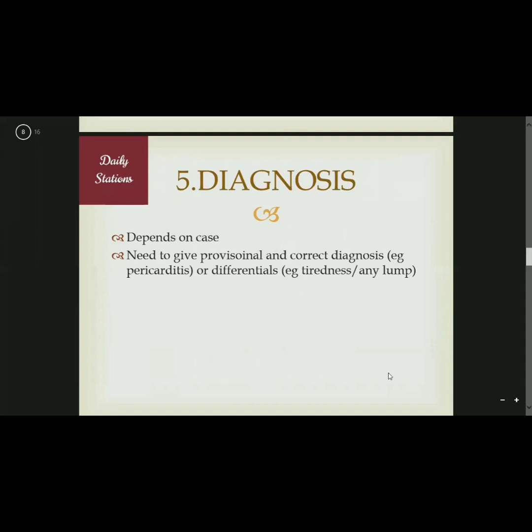Now the fifth one is the diagnosis. It depends on the case. Either it would be expected from you that you should give the provisional and the correct diagnosis. For example, there is a chest pain with classical symptoms, with fever, flu-like symptoms, then you should be able to give the provisional diagnosis that it's a pericarditis, or for example cholesteatoma. These things like that, you need to say the words that I'm suspecting that you are having this and this, and to confirm we'll do further investigations.